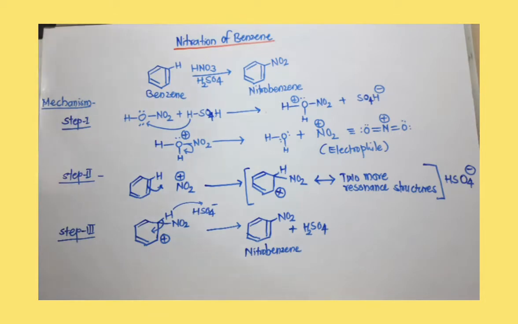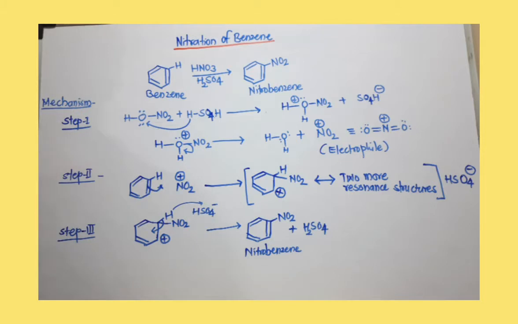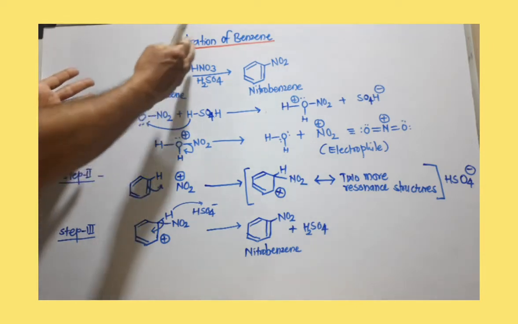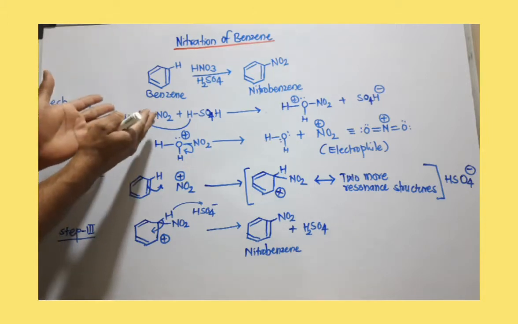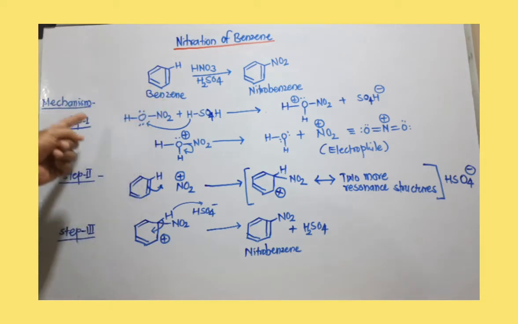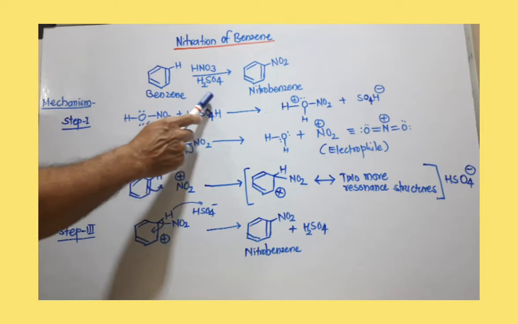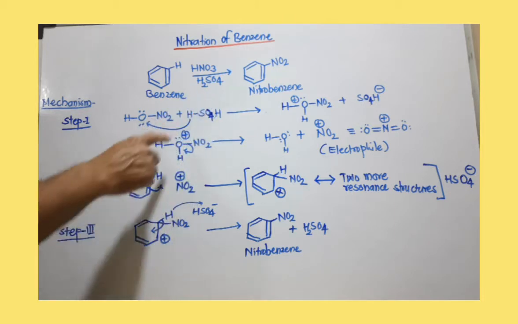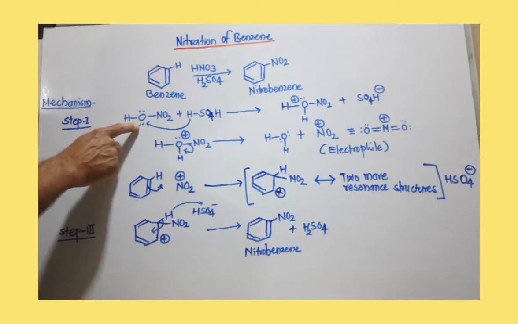Now I'll discuss its mechanism. As usual, this is an electrophilic substitution reaction, and step 1 is the generation of the electrophile. How is that electrophile generated? Focus on the nitrating mixture. So this is nitric acid and H2SO4. Actually, just like an acid-base reaction, nitric acid is acting as a base because it is taking that proton from the H2SO4. So the proton is taken from the H2SO4 by using this lone pair of electrons.